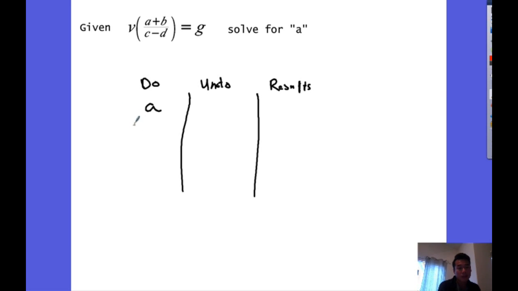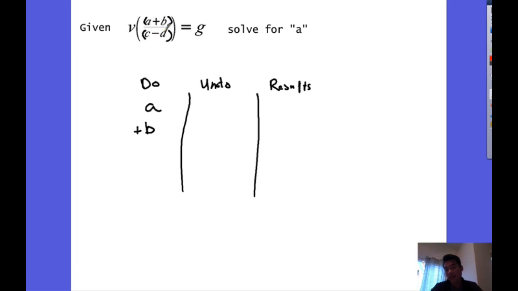So here's a. The first thing that happens to it, closest to it, it gets added by b. I can see that right here. I'm going to go ahead and put parentheses inside the big parentheses, so that I know that this belongs together, because it's being connected. It's separated by this division right here. So after it gets added by b, it gets divided by whatever c minus d is.